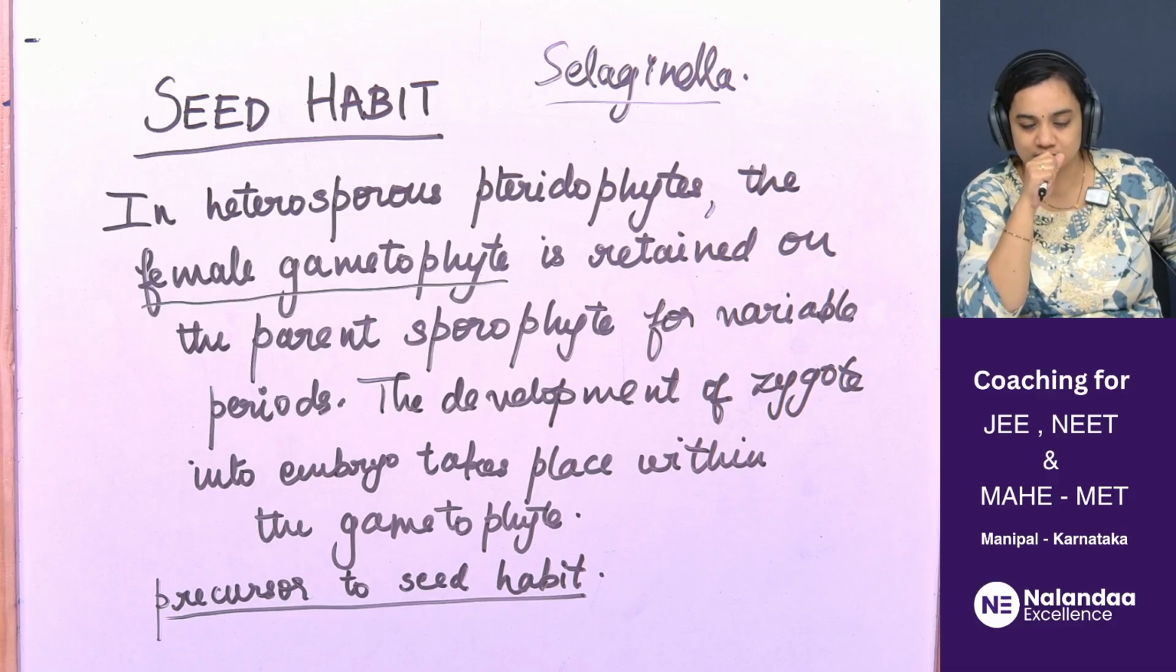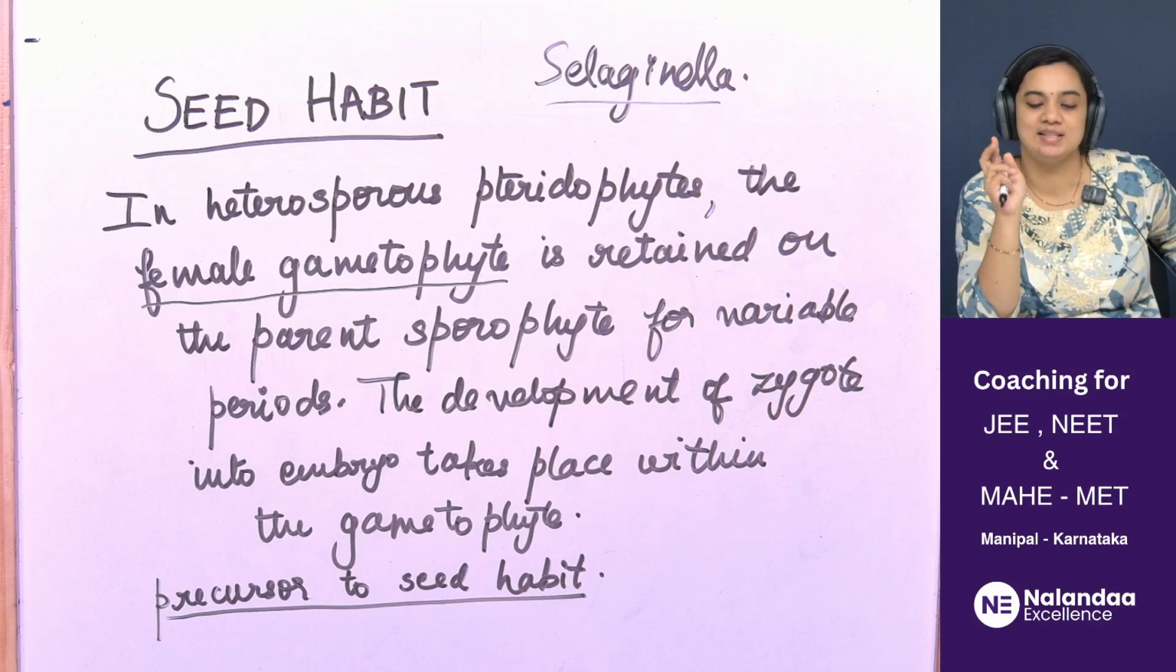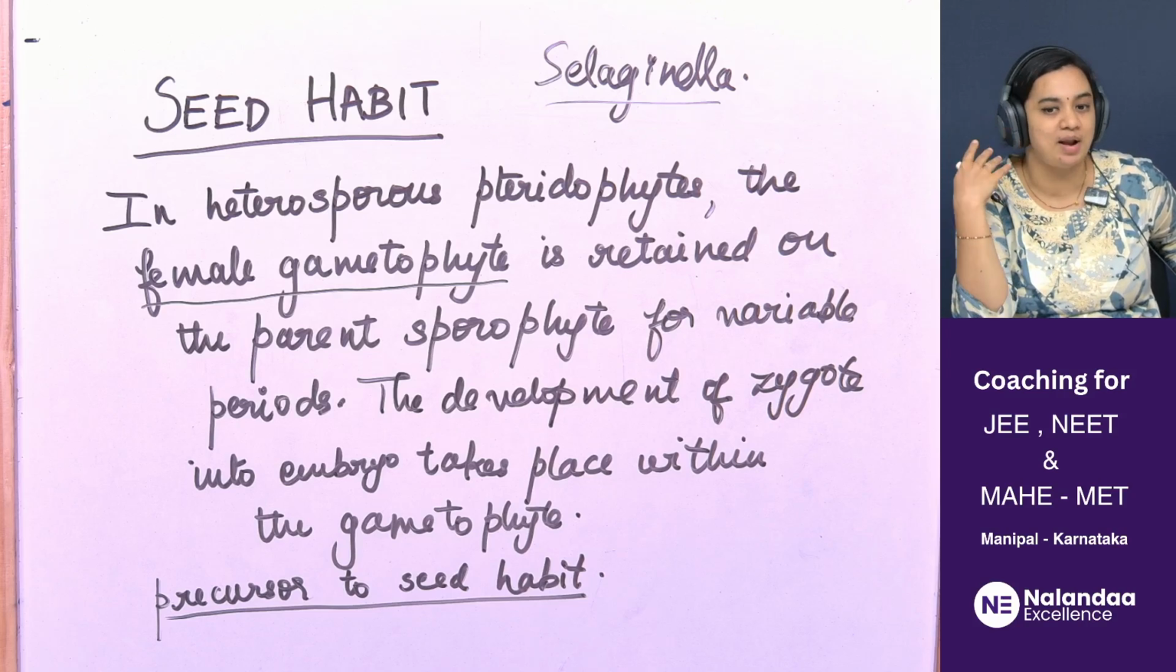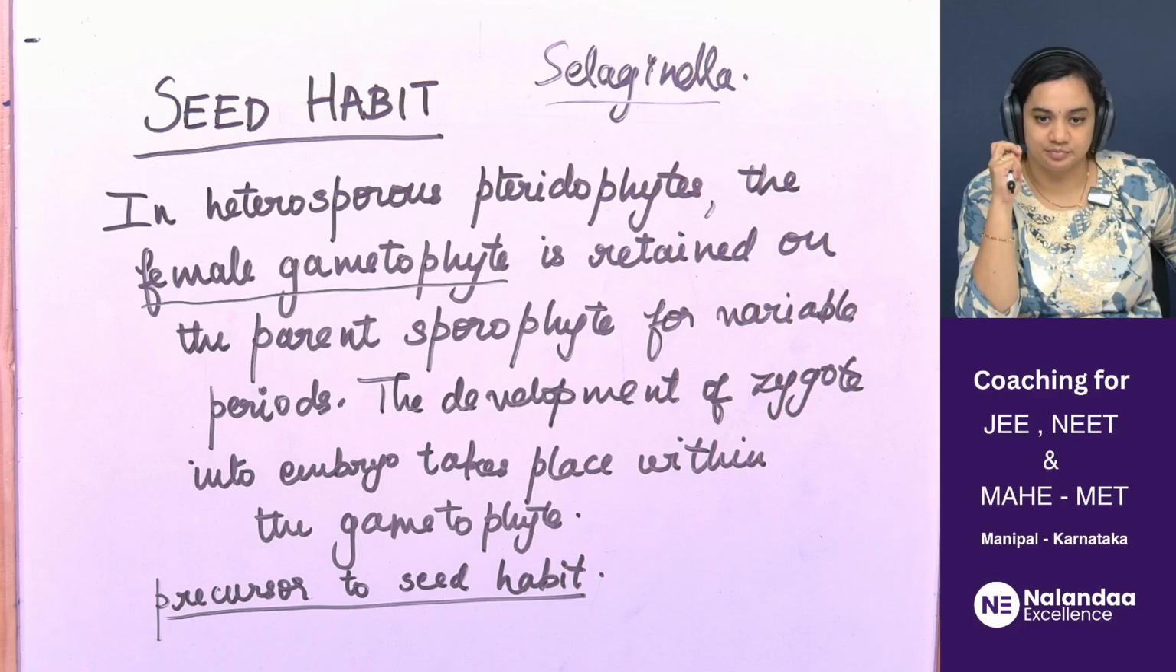Clear? Generally the entire plant body is a sporophyte. In this case that plant body is a sporophyte, and a tiny part is the gametophyte, not a gametophytic plant body at all, only because it is producing gametes. That small part is producing gametes. So this is the difference.